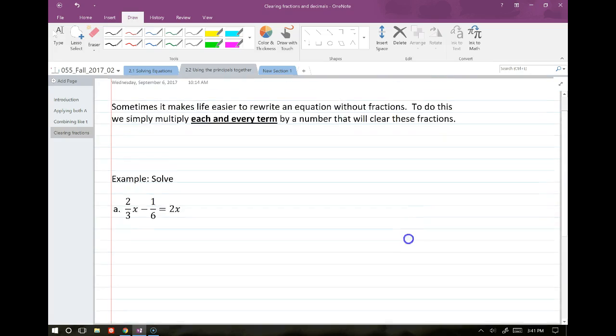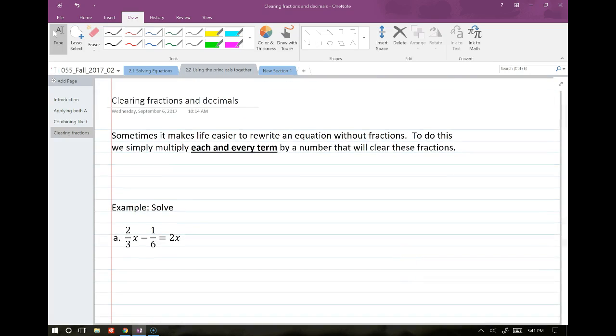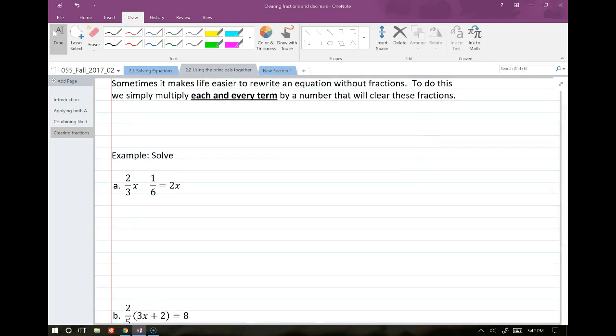All right, so how do we clear fractions? Well, to do this, we multiply both sides, meaning each and every term, by a number that just clears the fractions, that cancels the denominators. If we wanted to clear 2 over 3, we could multiply it by 3. But if we multiply each and everything by 3, this fraction's still going to remain. So you need to multiply through by something that will clear everything, which means it contains the factors of all your denominators. And so for this example, it's 6.